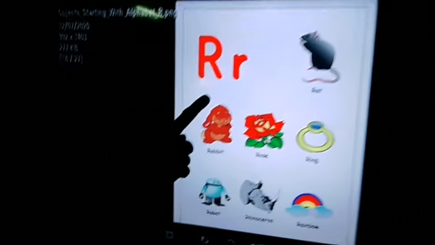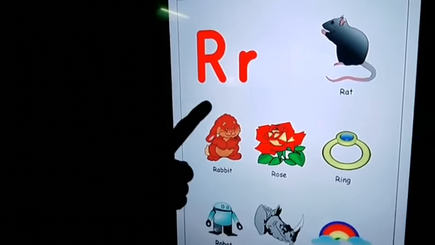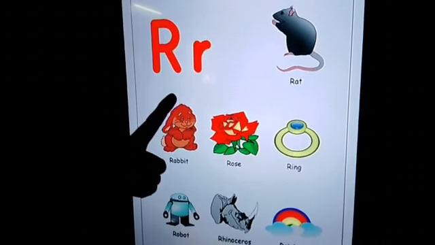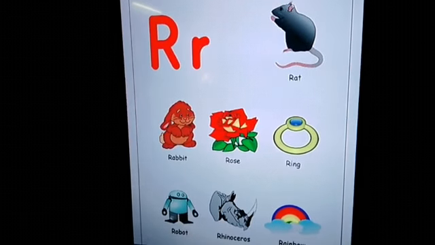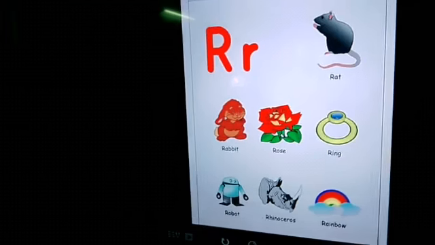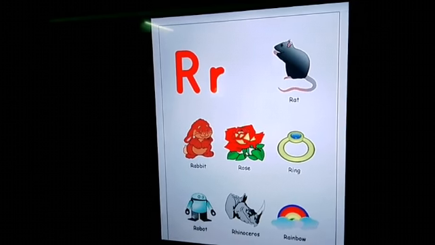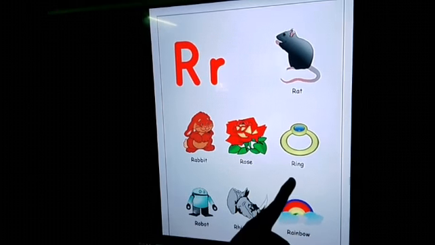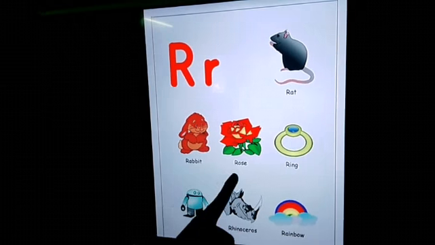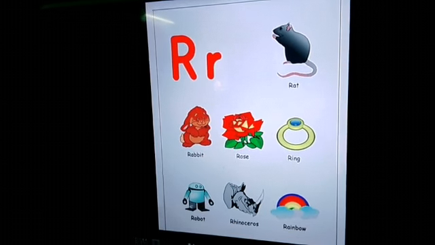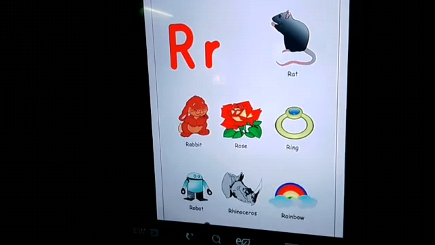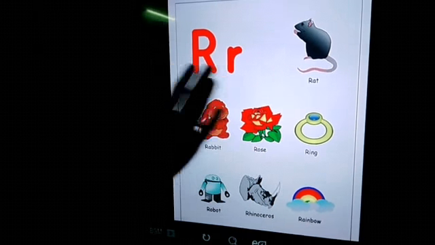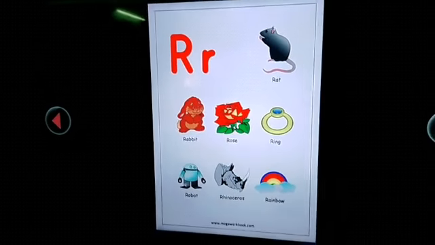What is this letter? Yes, this is capital R. This is small r. What is the sound of this letter? Rat. Ring. See here, rose. Rabbit. Robot. Rhinoceros. Rainbow. Okay, baby, these objects also start with letter R.